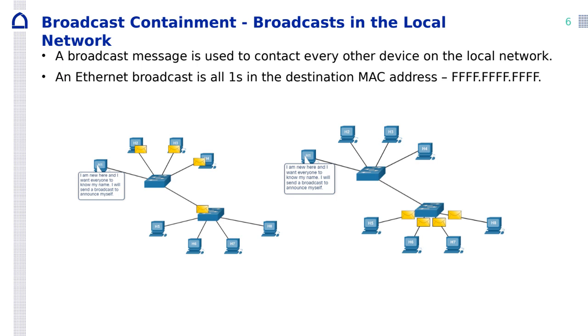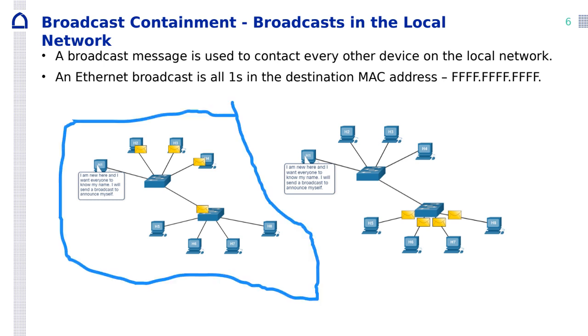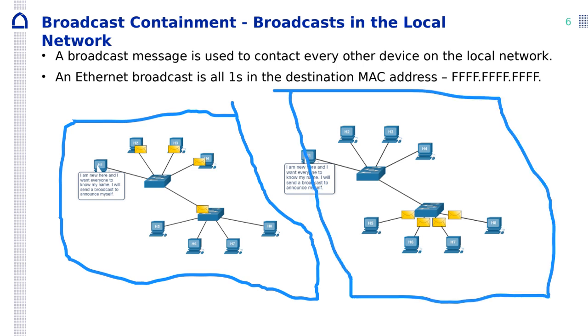Broadcast containment. We mentioned, I think, before that this is a broadcast domain. The whole thing here is a broadcast domain. Meaning, if I have 2 switches or 3 switches, they are still in the same broadcast domain. A broadcast message is used to contact every other device in the local network. What is the address of a broadcast? It is all set to one, so it will be like this, all F. This means that this is a broadcast message, a broadcast frame.